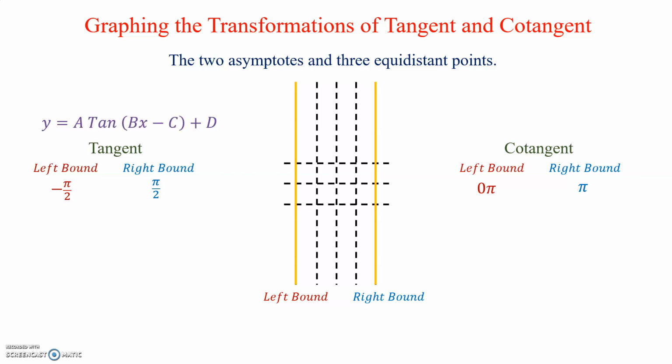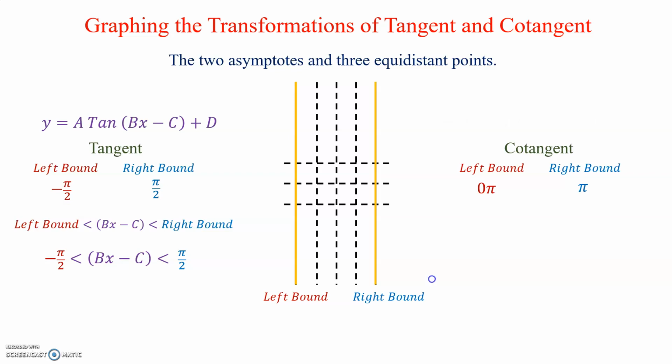So if we took the general form of tangent and focus in on just the portion that we're going to use, which is the bx minus c, the portion inside the parentheses. We saw when we did sine and cosine, we had a generic format. The generic format was left bound less than whatever was inside the parentheses less than right bound. Well, we established that for tangent, the left bound was negative pi over 2, right bound pi over 2.